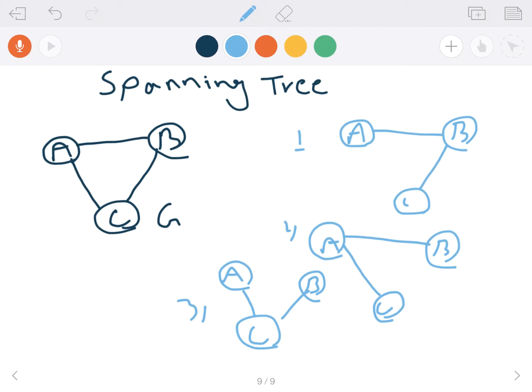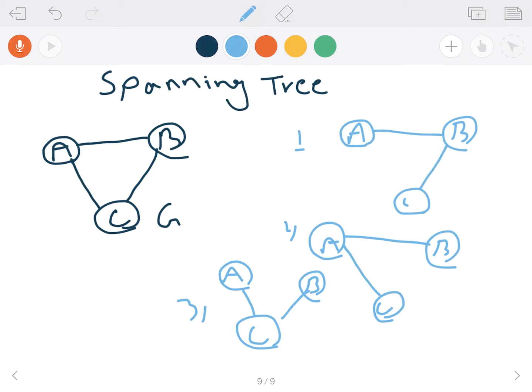On the right side, again, you see three spanning trees for graph G. In the first, there is a path from A to B and B to C. Also, as you see, there is no circle. In the second one, we selected the edges from A to B, and also from A to C. And in the last one, we have the edge from A to C and from C to B.